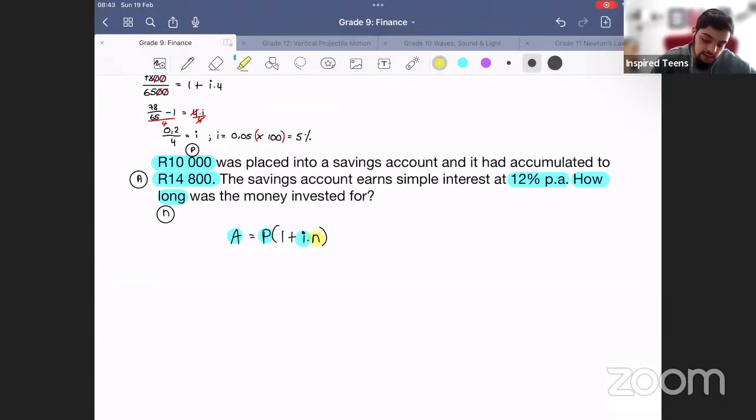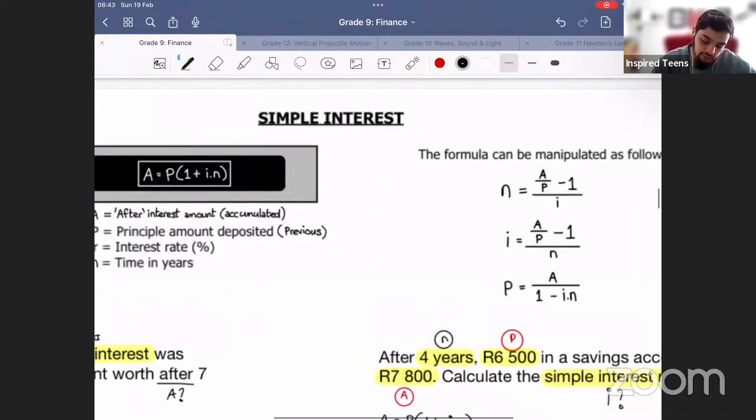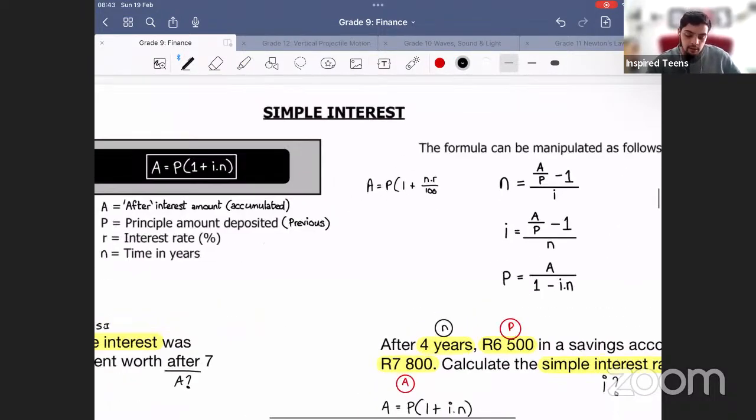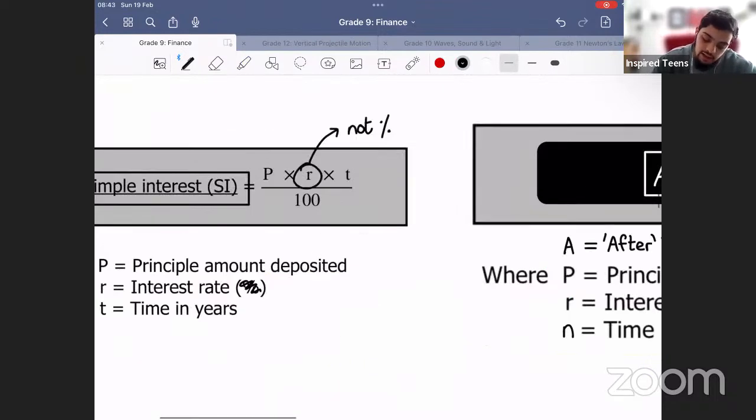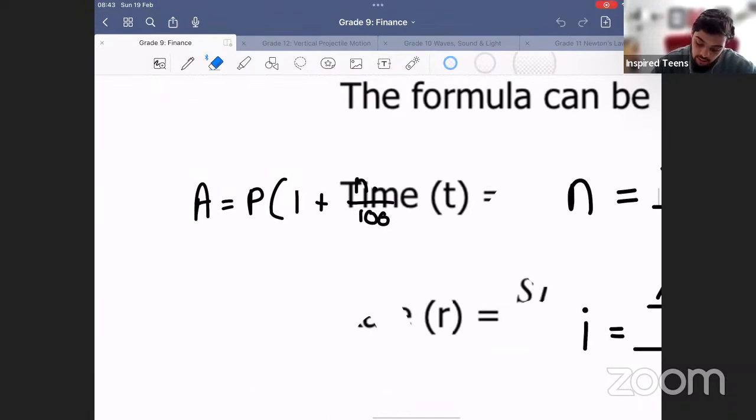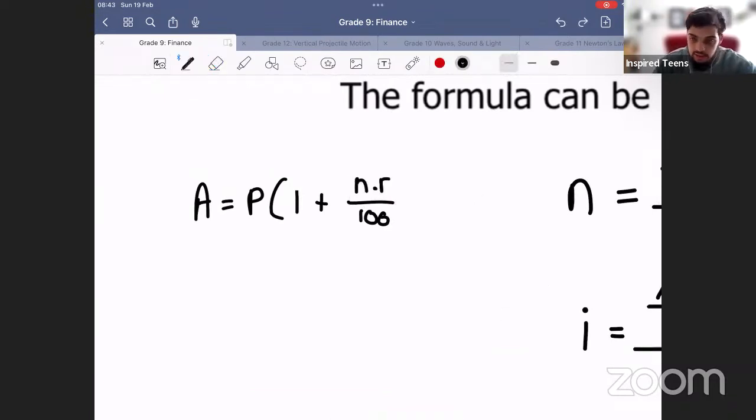Okay, so someone is saying that they did a formula: A is equal to P into 1 plus N times R, or N times I. Because R is the same as percentage. R is just rate and I is interest. So R and I are similar. So all this is right. It is the exact same formula, guys.